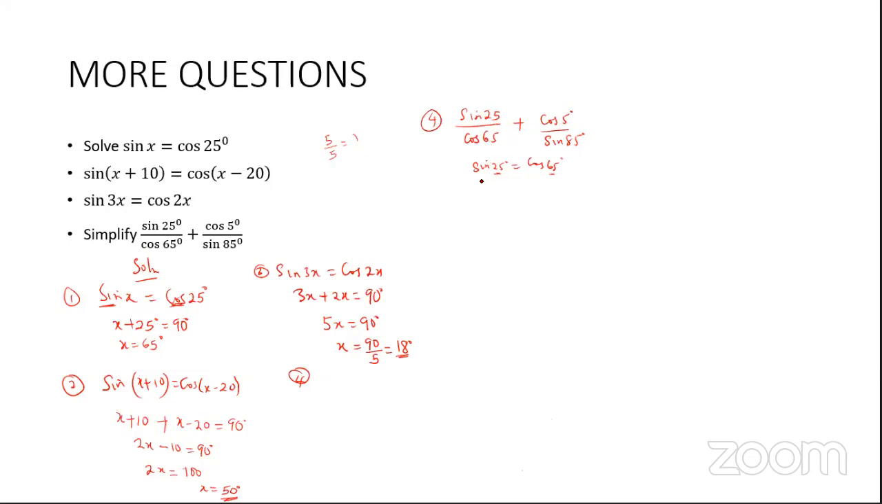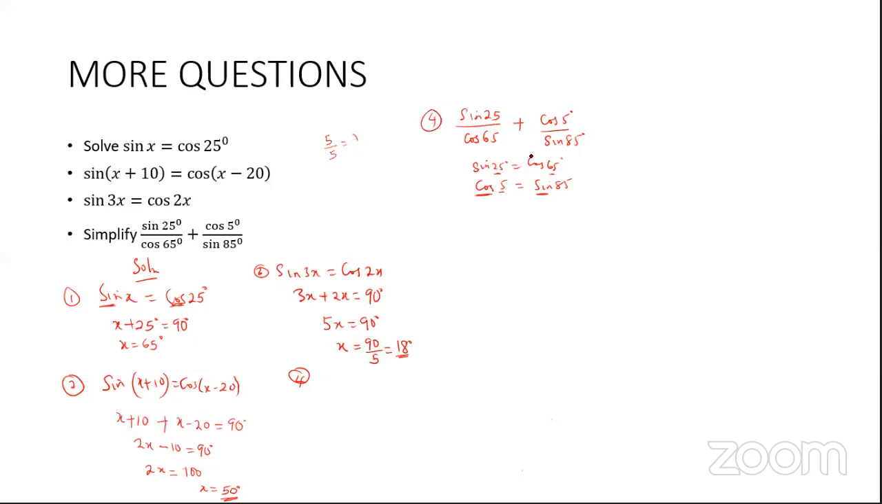So it means they are equal. Check for this one too. We have cos 5 equals to sine 85. You can see that they are opposite functions, cos and sine. So if you add 5 to 85, will it give you 90 degrees? Yes. So it means they are also equal.